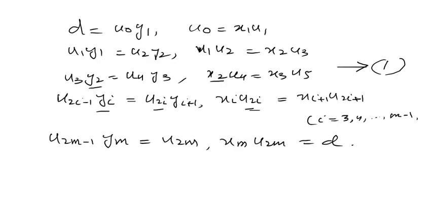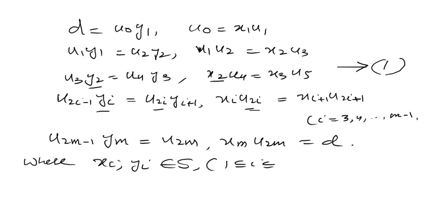Okay, let's suppose these are the elements where xi, yi are in S, for 1 less or equal to i less or equal to m. And these ui belong to U for 0 less or equal to i less or equal to m minus 1. And these elements of U, we call them supine elements of this zigzag. I will write the definition of supine element ahead. So ui's are in U, and xi's and yi's are in S.